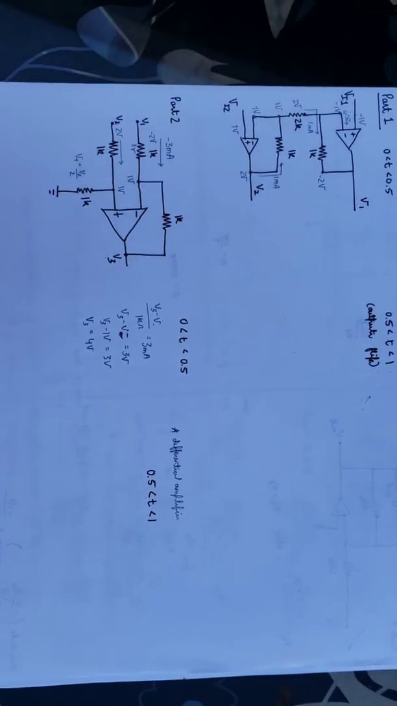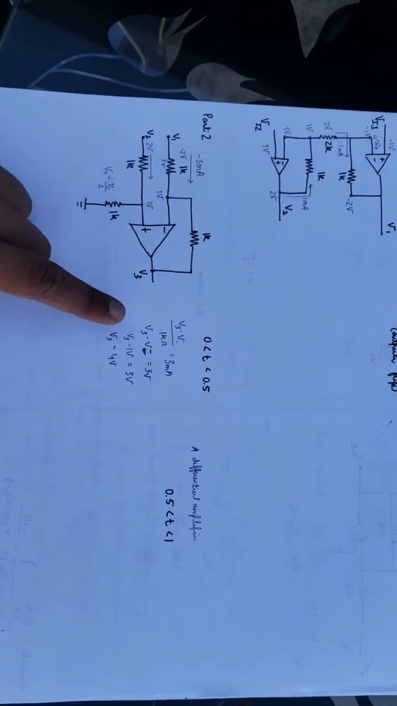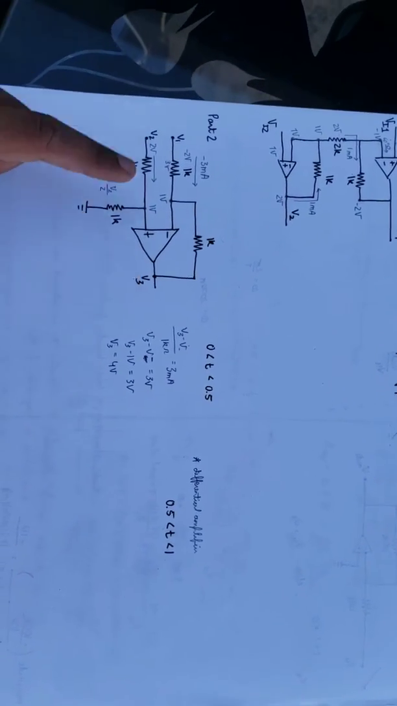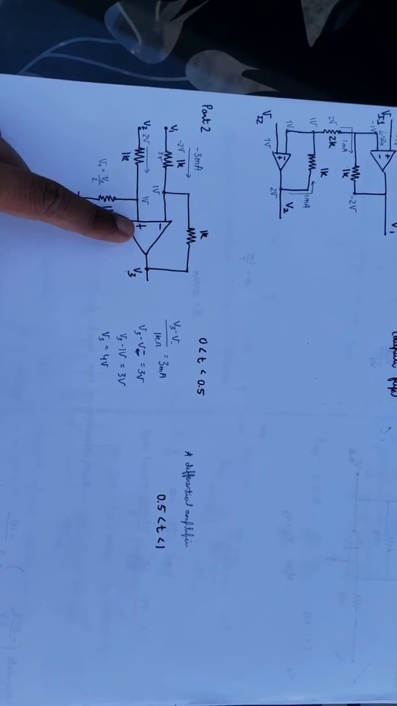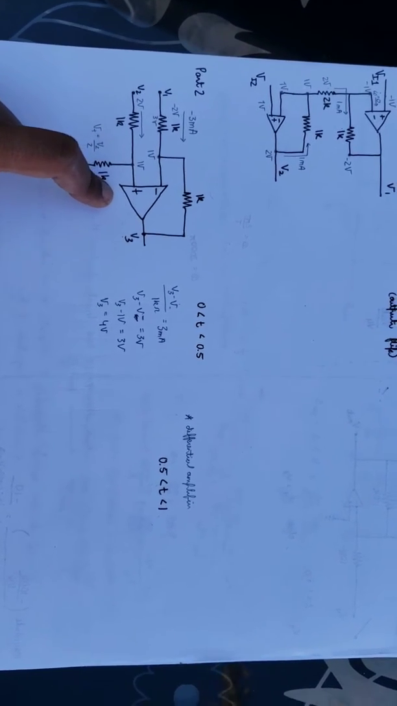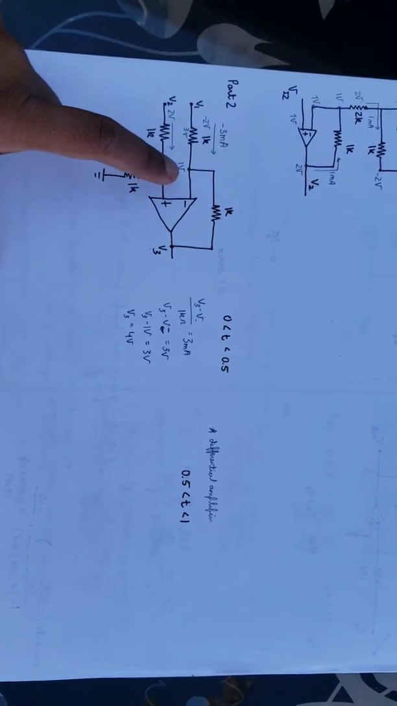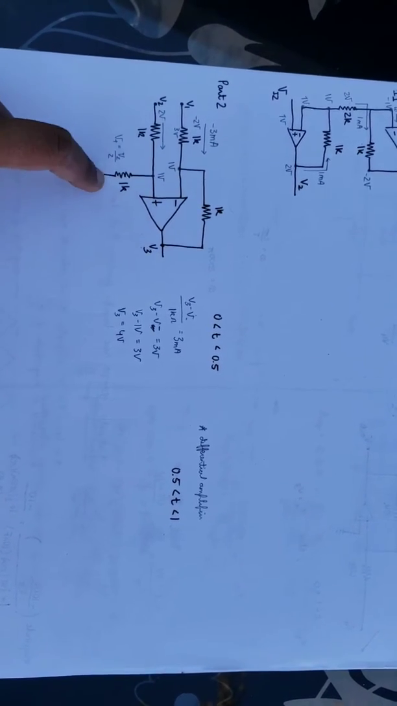Now let's look at part 2. Part 2 will be broken up from V1, V2, all the way up until node V3. The first thing we must notice is that we once again have an ideal op-amp. So the current going in through this node and this node will be 0 amps. We also know that the voltage difference across here and here must be 0.